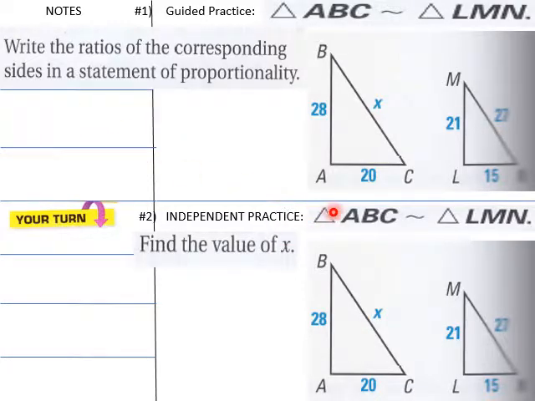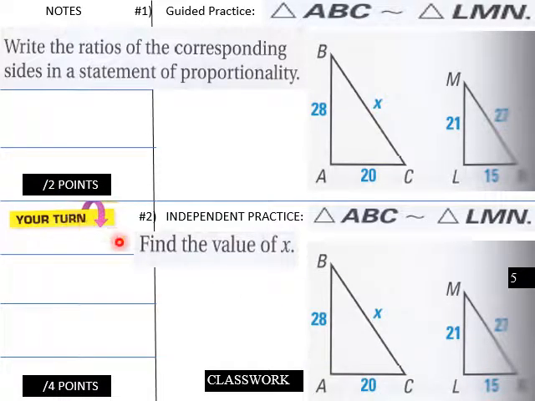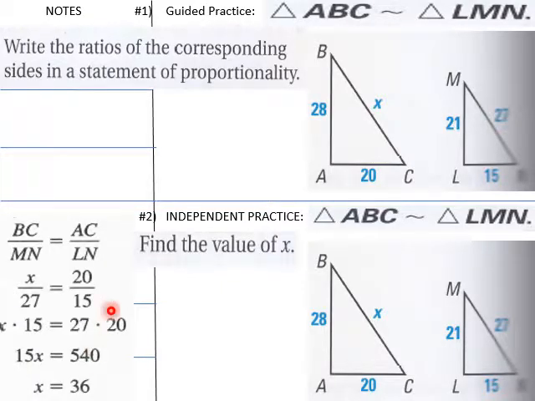Now we get to do one here. Triangle ABC is similar to LMN. Write the ratios of the corresponding sides in the statement of proportionality. Students, find X here by using a proportion. Okay, our guided practice, 2 points, 4 points. Answer sheet. If you need more room, include that with your classwork sheets and staple it and hand it in. If you're online, make sure you take a picture of it and hand it in. Okay, so down here, we're going to find X.